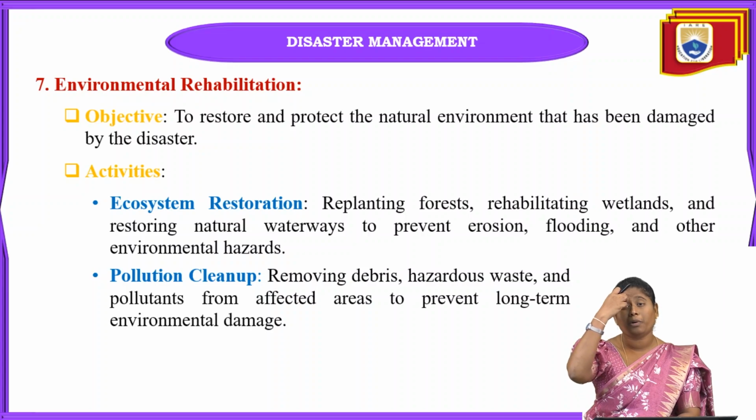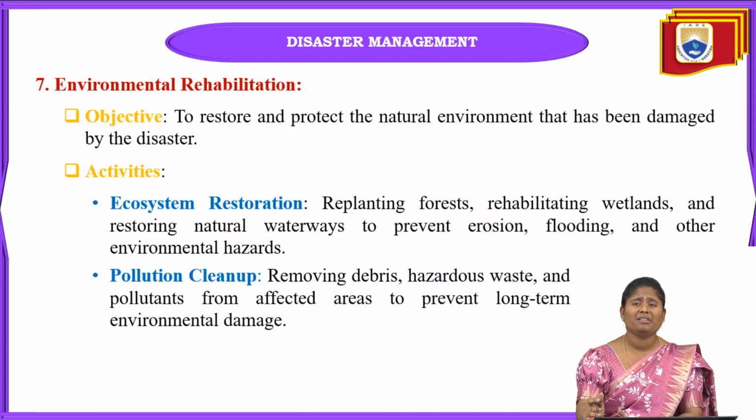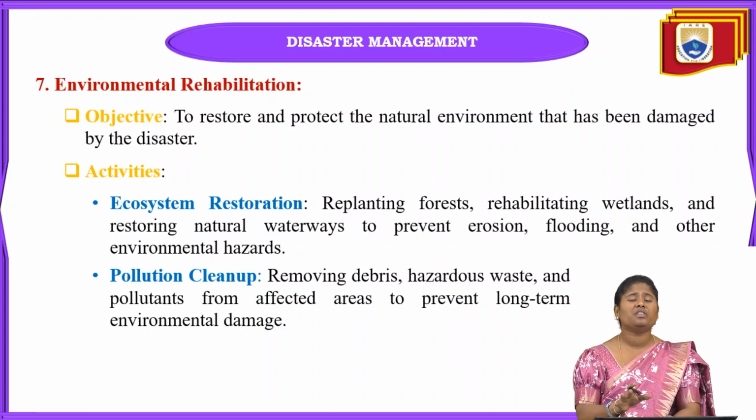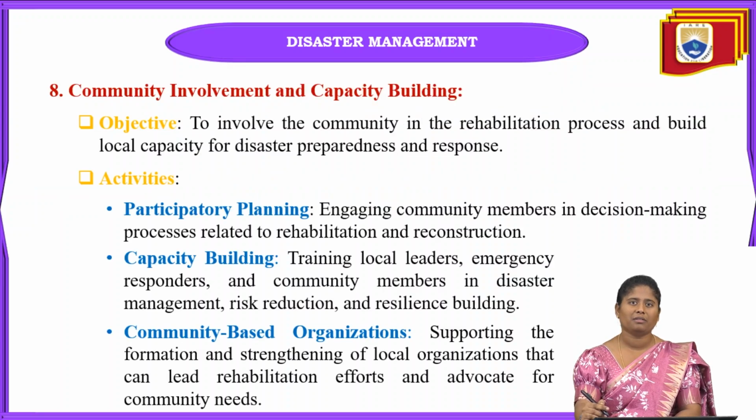And next one is pollution cleanup. We have to mainly clean up pollution, whether it is air pollution or noise pollution. We have to remove debris and hazardous waste from the land affected by the disaster to prevent long-term environmental change. Next is sustainable land management. Here we have to implement sustainable land use to reduce environmental degradation and also enhance the resilience of the ecosystem. The main outcome is that it will develop and reduce the risk of future disasters.